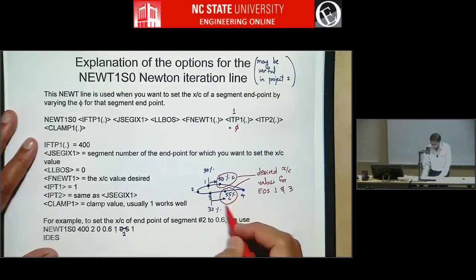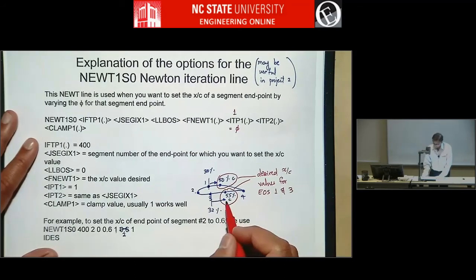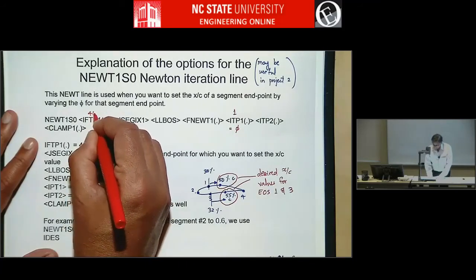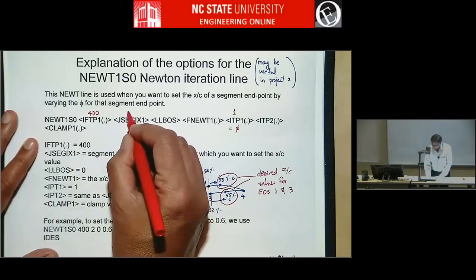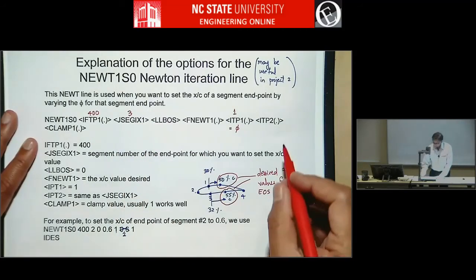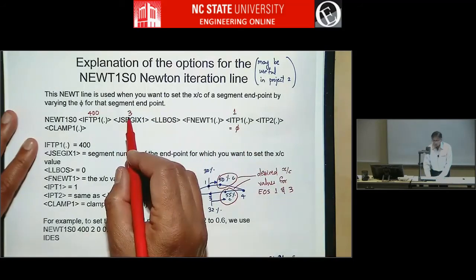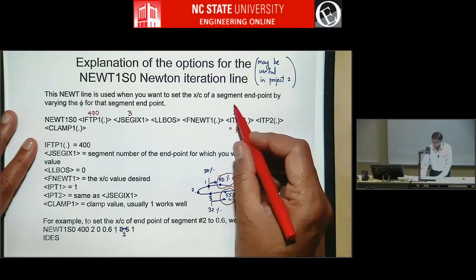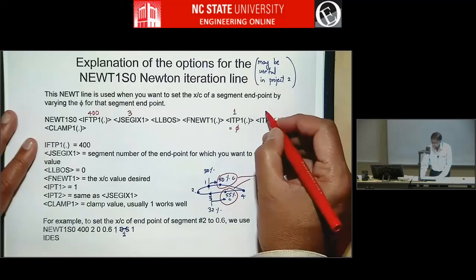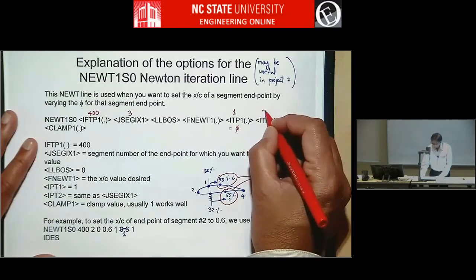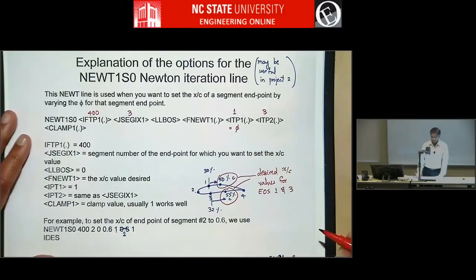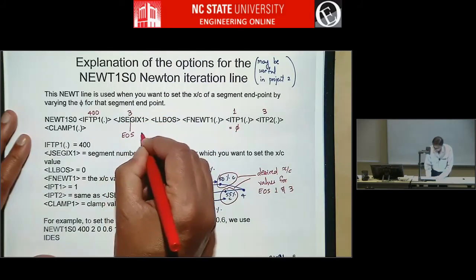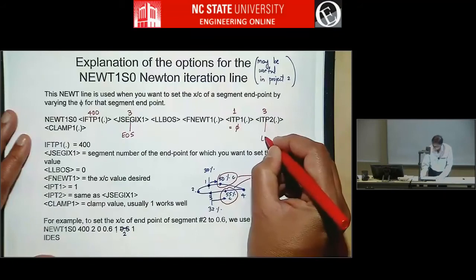So let's think of the lower surface, okay? So I want to move, this is 400, I want to move the third segment. And if I want to move the third segment, I have to move the third segment's phi. So you've told Profile you want to move phi, and then you have to say which phi you want to move, and which phi is ITP2. So that is 3. Right? So this is end of segment, and this is end of segment.